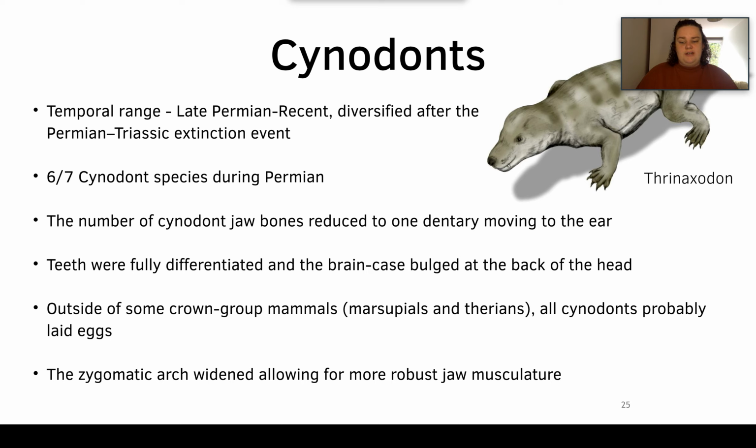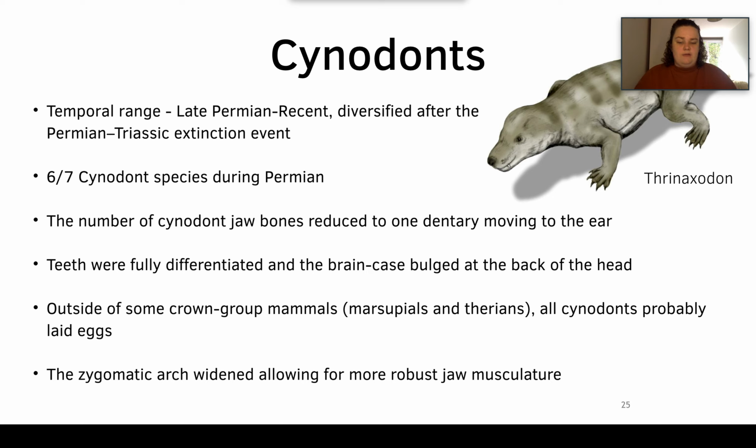And the number of cynodont jawbones reduced to one dentary, and the rest of them moved to the ear. So within the cynodont clade, we can see how the bones that we have in the ear have moved from here on our jaw into our middle ear. And the teeth were differentiated, which is kind of a key mammalian factor, and the brain case was bulged at the back of the head.